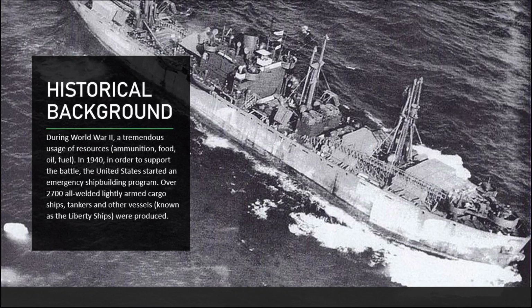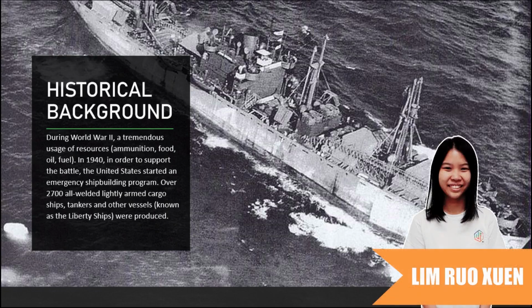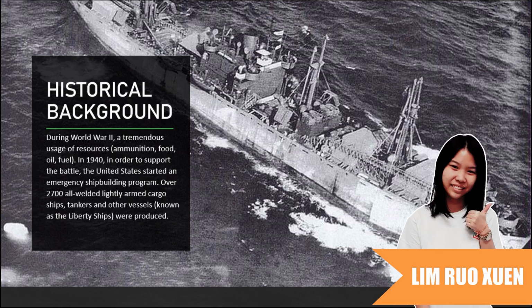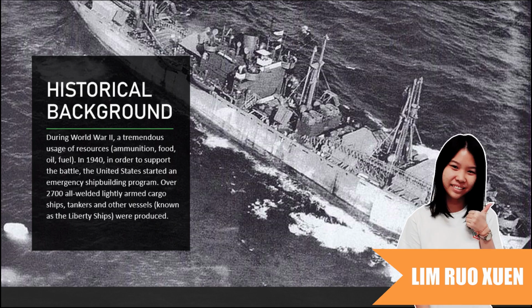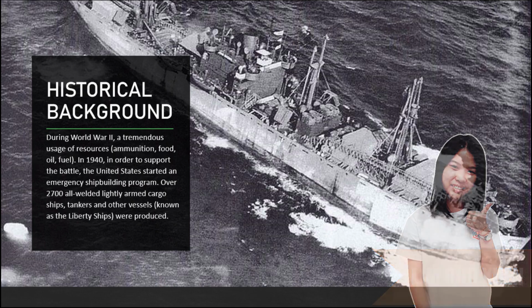During World War II, there was a tremendous usage of resources such as ammunition, food, oil, and fuel. In 1940, in order to support the battle, the United States started an emergency shipbuilding program. Over 2,700 all-welded lightly armed cargo ships, tankers, and other vessels, known as the Liberty ships, were produced.